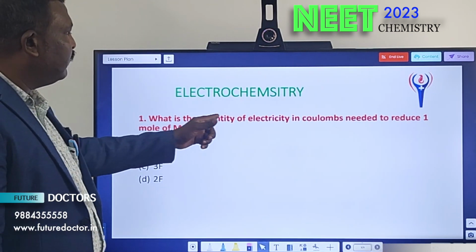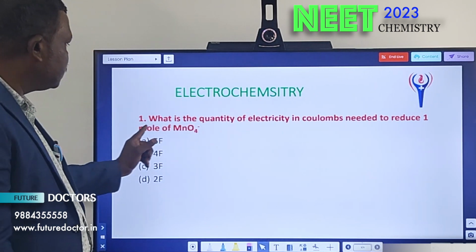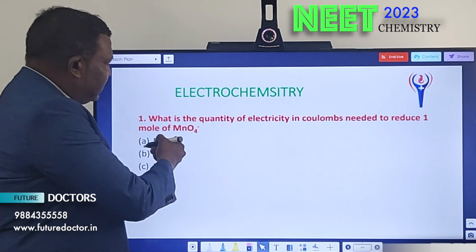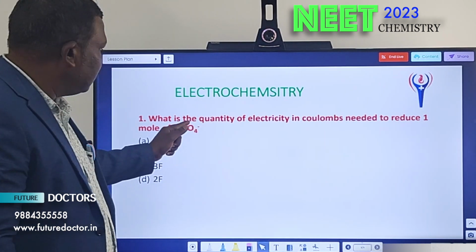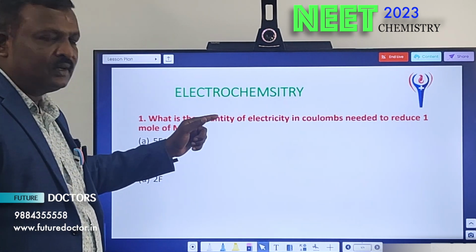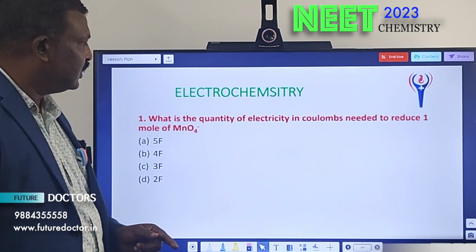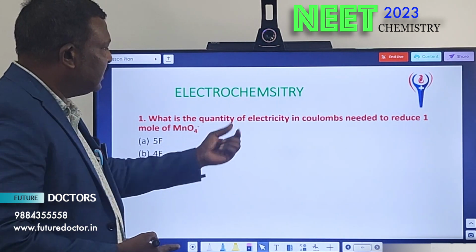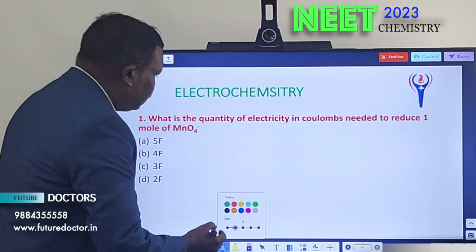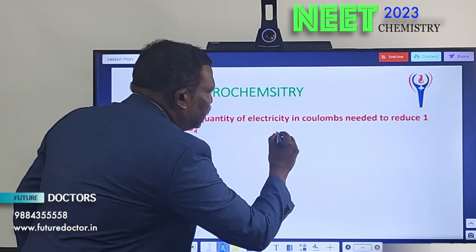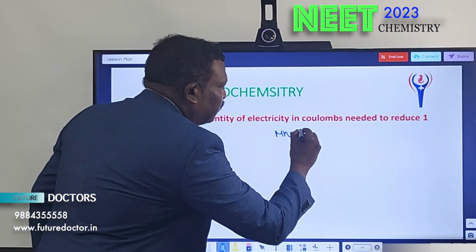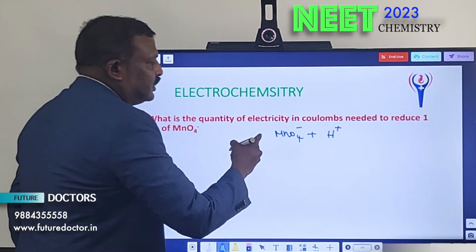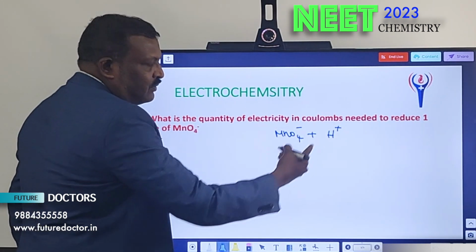What is the quantity of electricity in coulombs needed to reduce 1 mole of MnO4 minus? Here, we studied in d and f block elements that MnO4 minus is a very good strong oxidizing agent. If you know the ionic equation, we can use it to find the answer. I am writing the ionic equation: MnO4 minus plus H plus. It acts as an oxidizing agent in presence of acid medium.